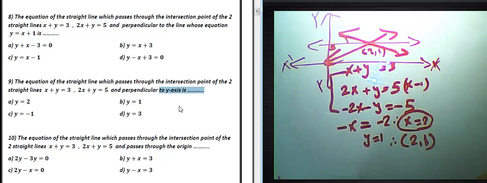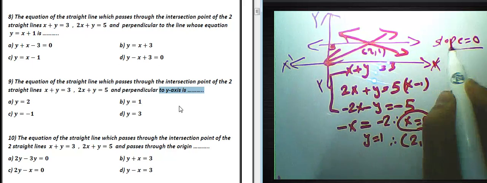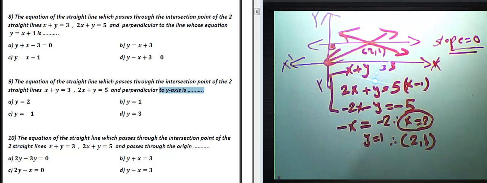The slope about this straight line will be equal 0. The slope will be equal what? Equal 0, because the straight line is parallel to the x-axis. Okay, this is question number 9.